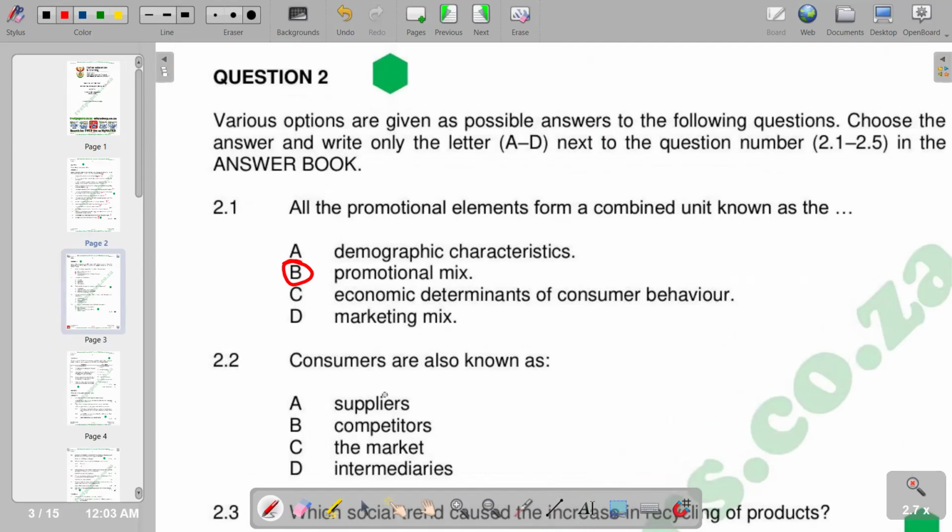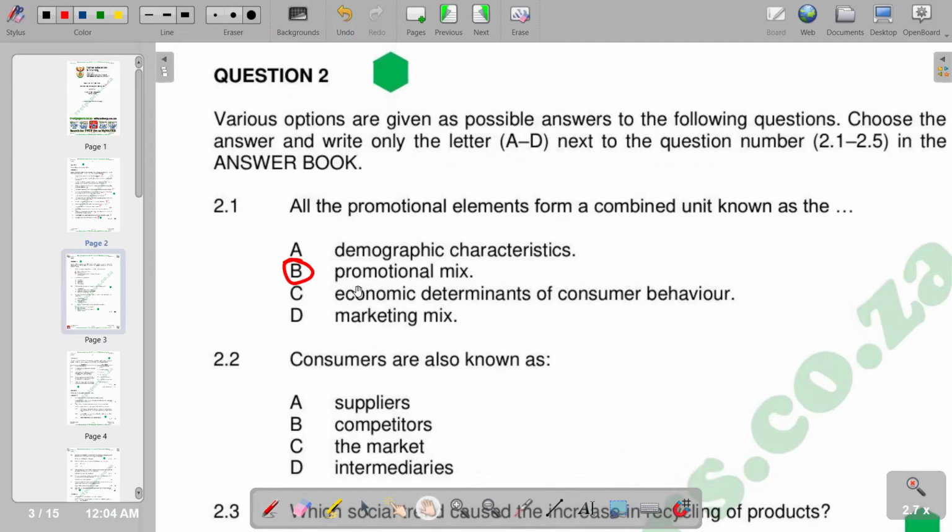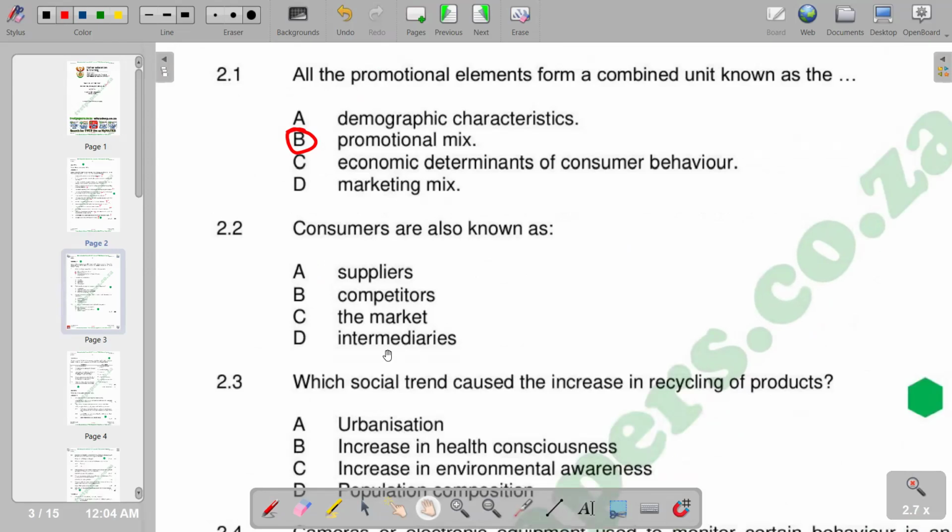So 2.2 reads, consumers are also known as. Of course, according to our answers, we've got suppliers, competitors, and the market intermediaries. And the correct response that we have is C, the market. The market is the most appropriate according to our responses. Remember, consumers are part of the market. So remember, consumers are also the customers who buy the products, and that can only be transpiring in the market.